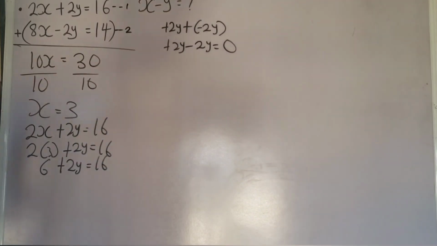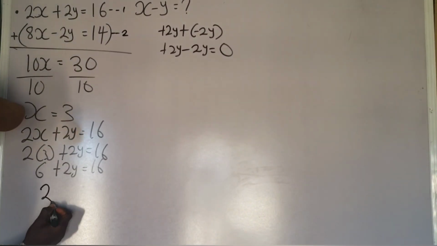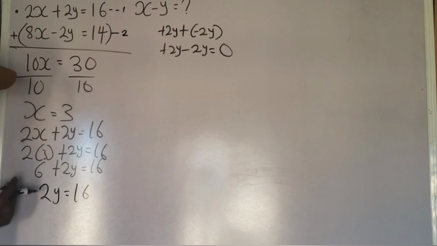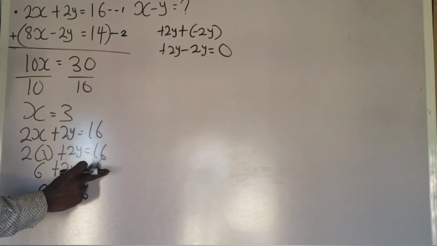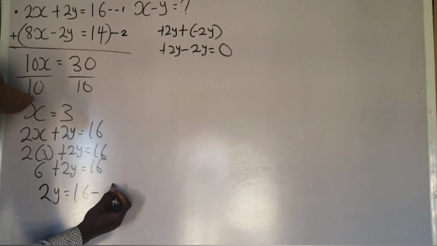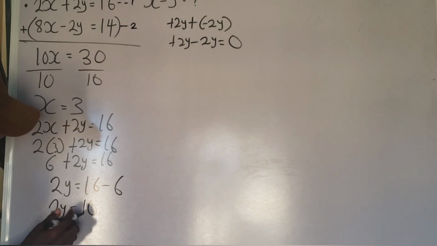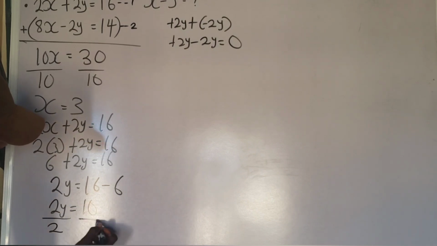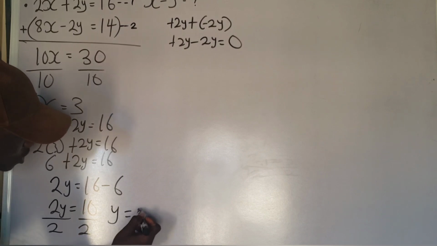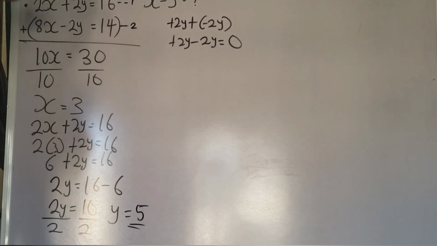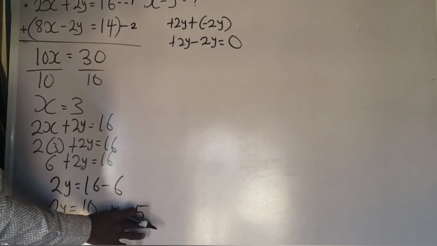Now, so for this, I'm going to have 2y is equal to 16. If 6 crosses the equals sign to the other side, I'm going to have 16 minus 6. So 2y is equal to 10. I'm going to divide both sides by 2. Y is equal to 5. You understand? Now, x is equal to 3 and y is equal to 5.